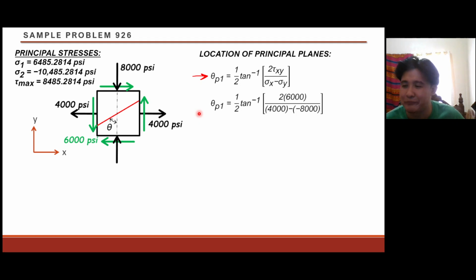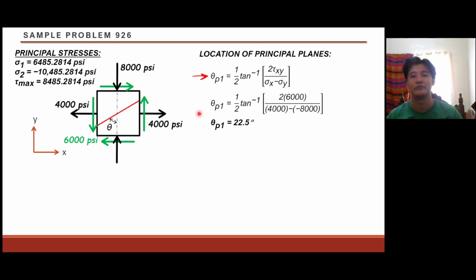Paki-send ulit sa chat. So we have 1 half of arctan 2 times 6,000. Tama, for 22.5 ang ano natin.